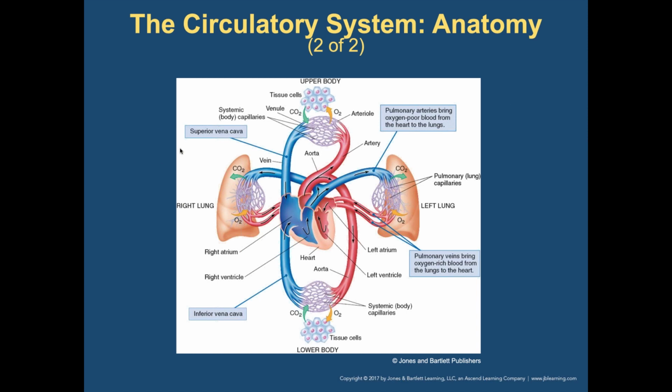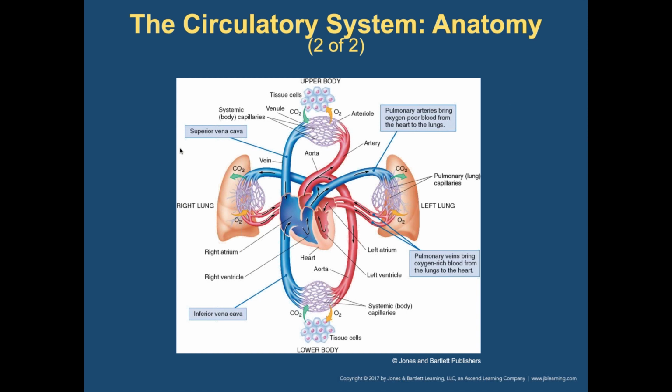The reason being is because it doesn't have to go that far. It's only going to the lungs. So that chamber doesn't have to push as hard. It goes from the right ventricle through the pulmonary arteries out to the lungs, and it picks up oxygen to come back through the pulmonary veins to the heart to be sent off to the body.